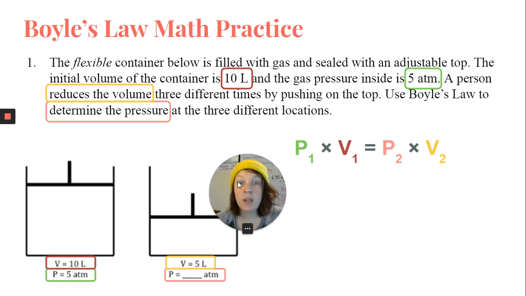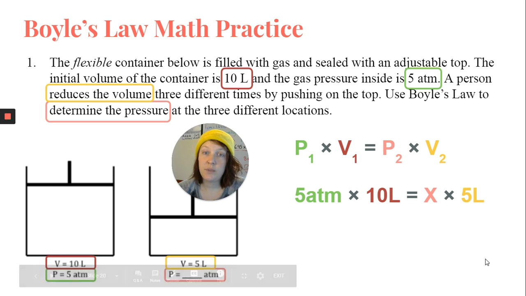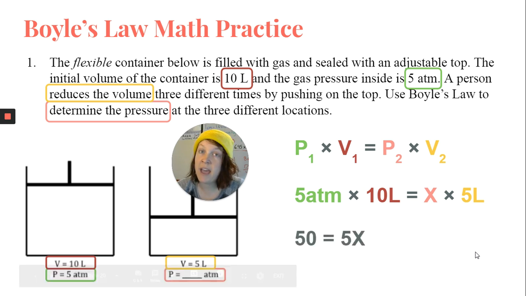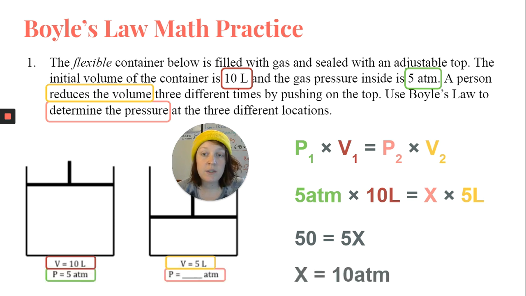So what I'm going to do is plug this into my equation. 5 atm times 10 liters equals X times 5 liters. I'm going to go ahead and simplify that, so I have 50 equals 5X. Then isolate X by dividing both sides by 5. So your final answer is 10 atm.